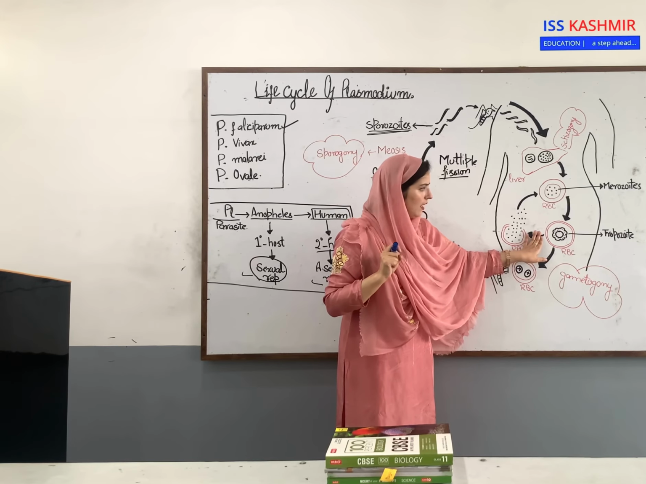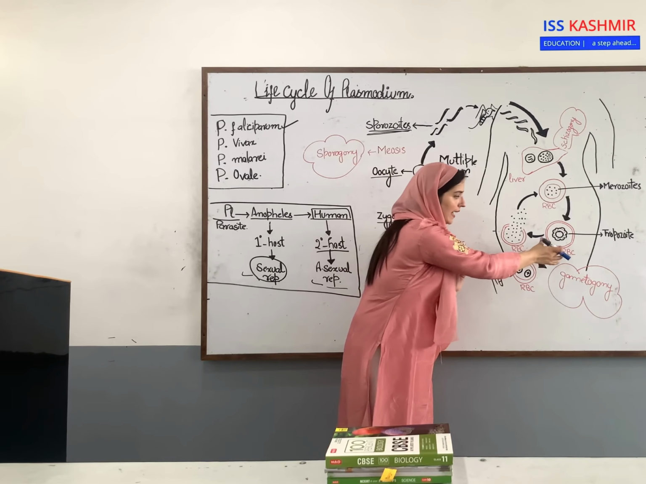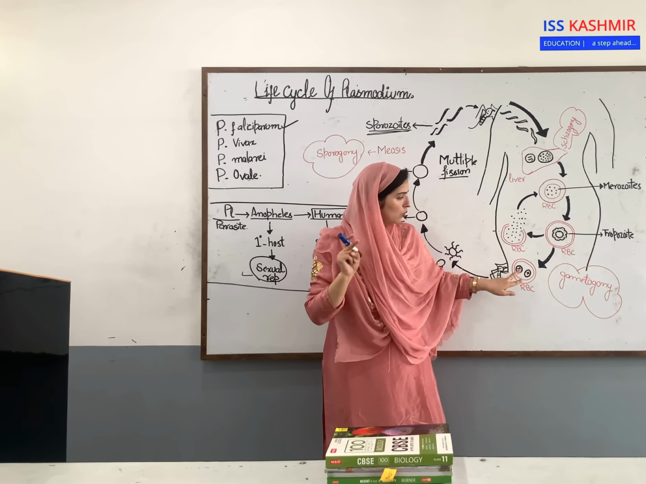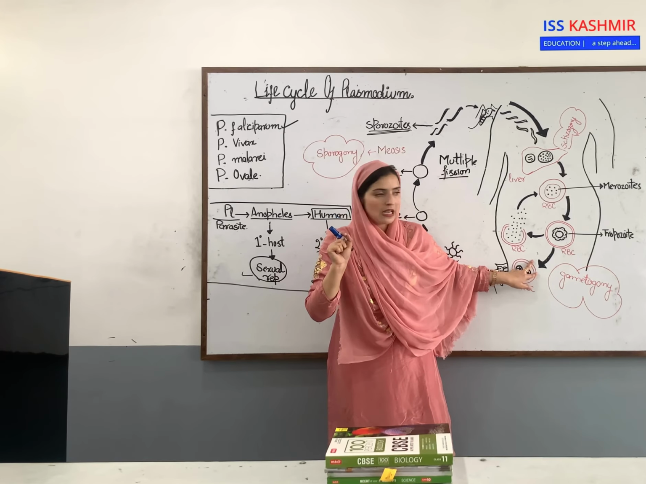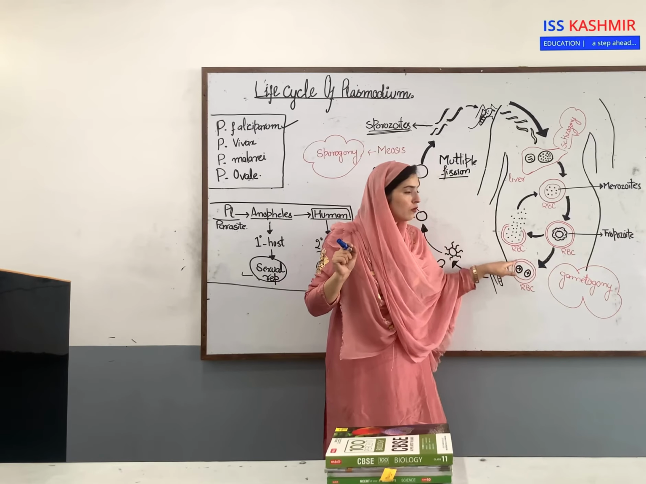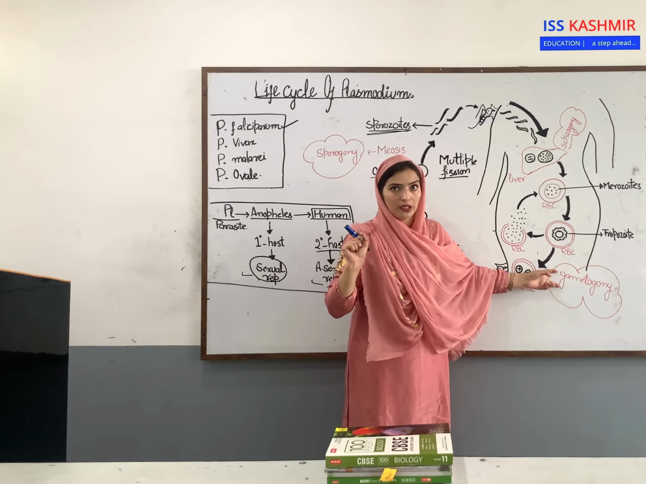The second option that the parasite may take is that inside the RBCs, the trophozoite may give rise to 2 germ cells, 2 gametes. These are the male and female gametes. This process of formation of gametes from the trophozoite is called gametogony.